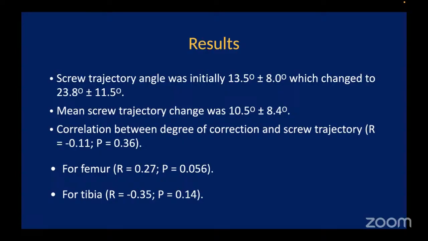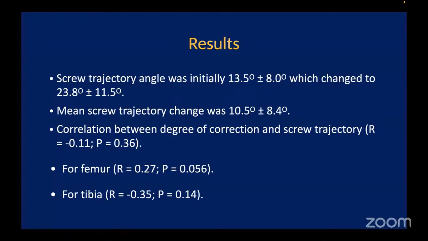The true screw trajectory angle was initially measured as 13.5 degrees with a standard deviation of 8 degrees, which changed to 23.8 degrees with a standard deviation of 11.5 degrees. The mean screw trajectory change was 10.5 degrees with a standard deviation of 8.4 degrees. The correlation between the degree of correction and screw trajectory was negative 0.11, and the p-value was 0.36.